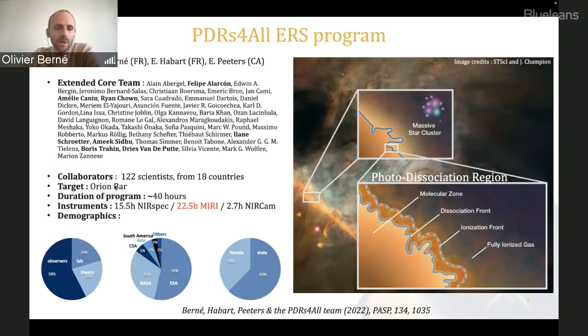The target we observed is the Orion Bar photodissociation region. We had a total time of 40 hours, which is split across these three instruments. Here, MIRI is in red because we still haven't observed with the integral field unit in spectroscopy. This data should arrive early in 2023.